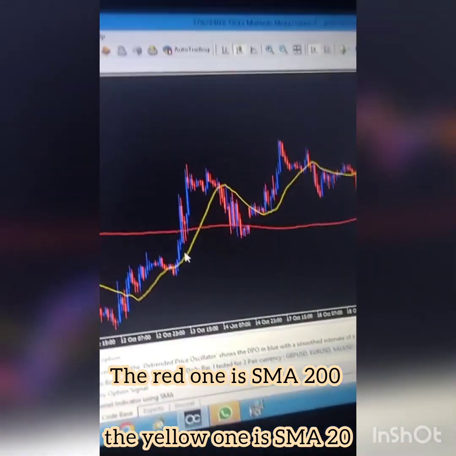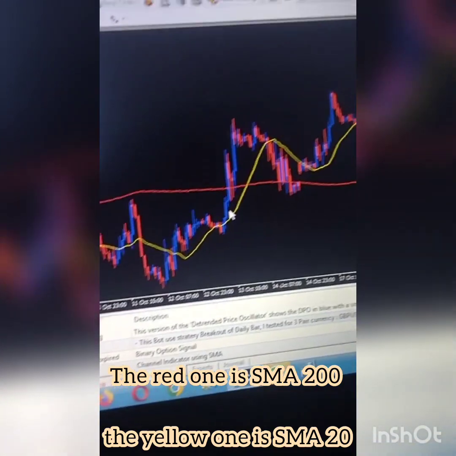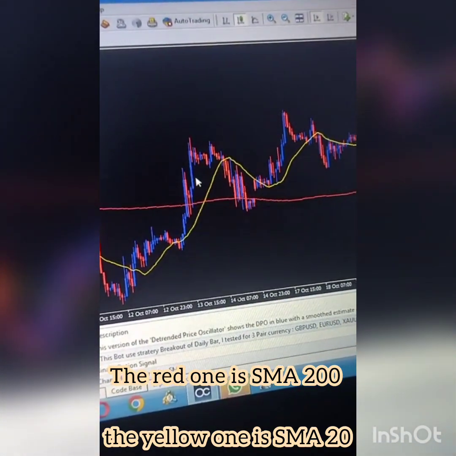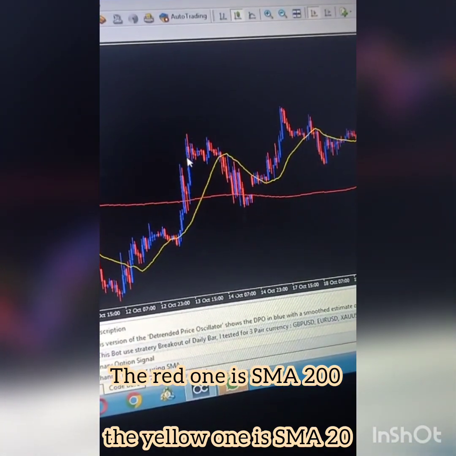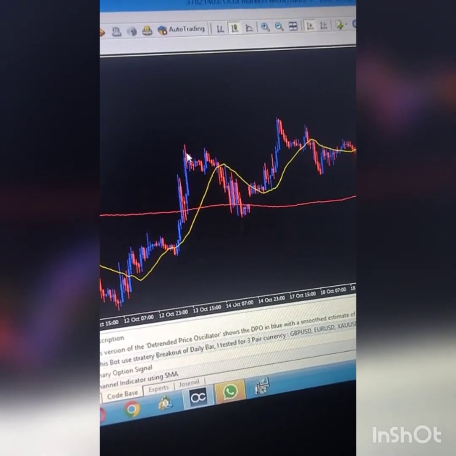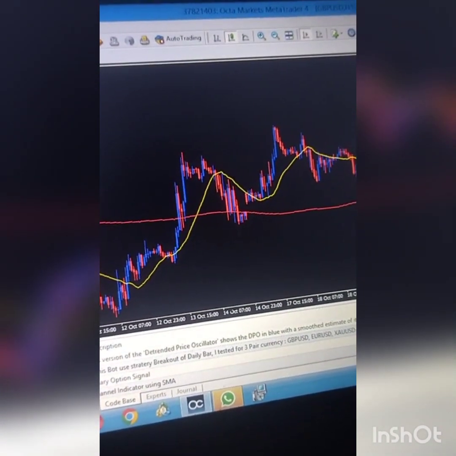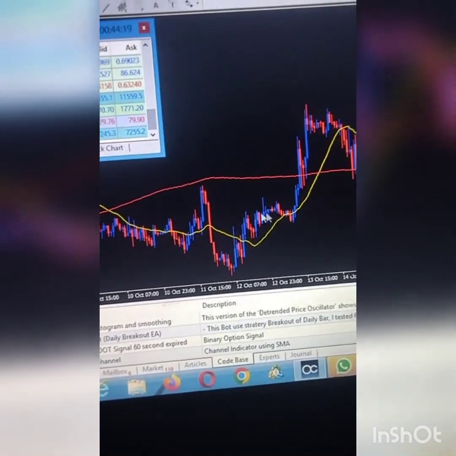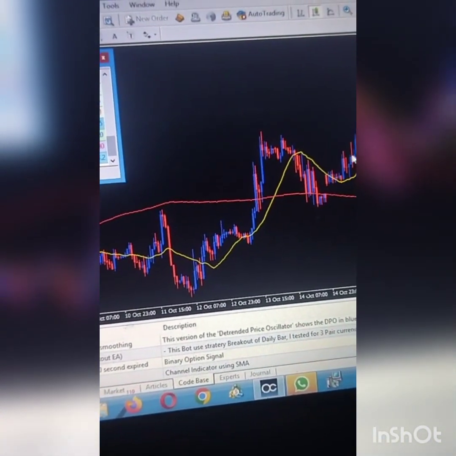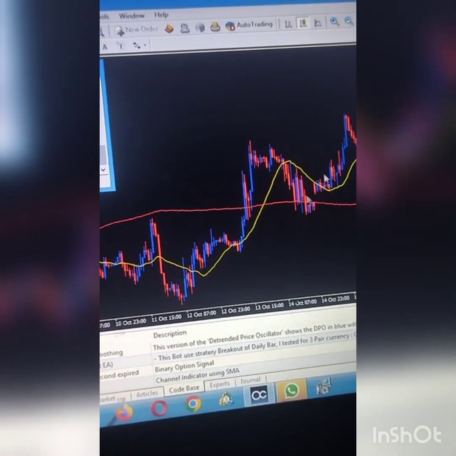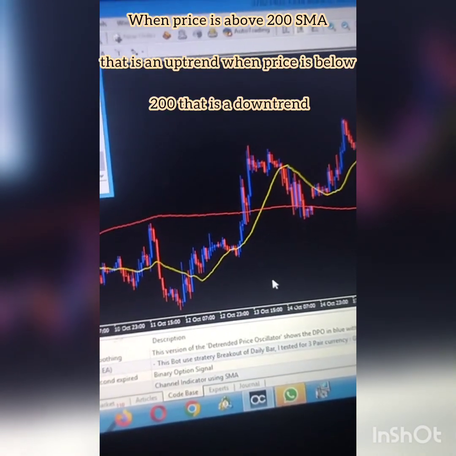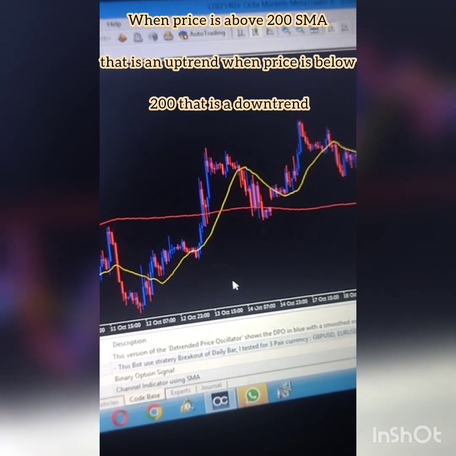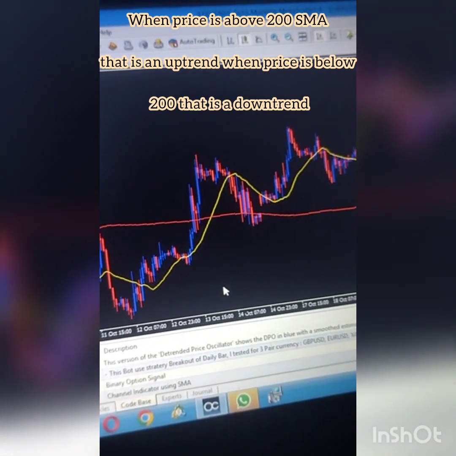Now, if you want to know the direction of the market, when price is above SMA 200, it's an uptrend. When price is below SMA 200, it's a downtrend. So above 200 is uptrend, below 200 is downtrend. Now, that is the number one confluence you look out for.